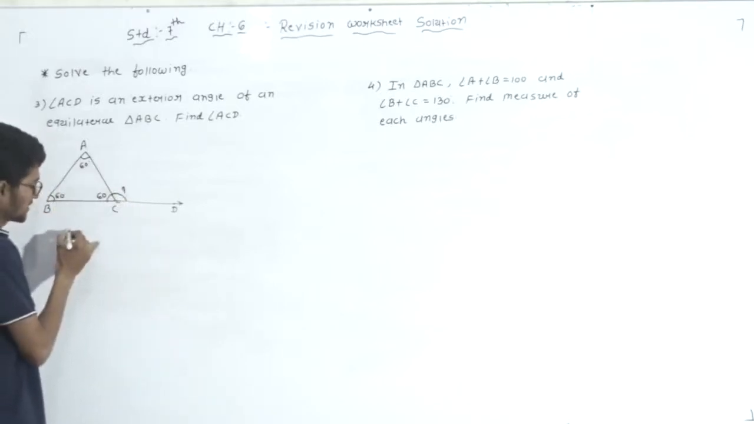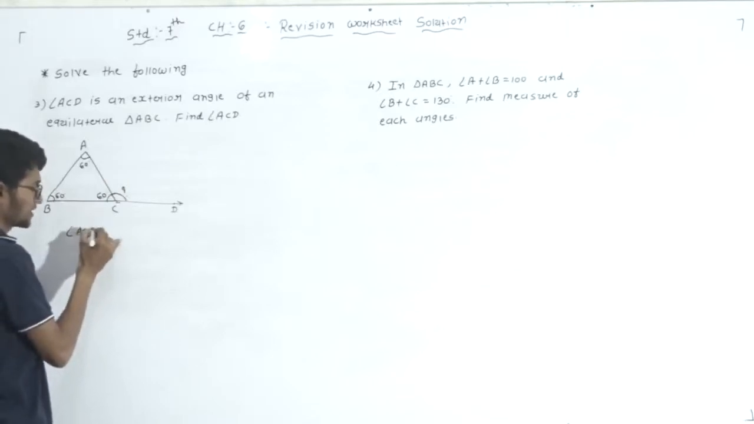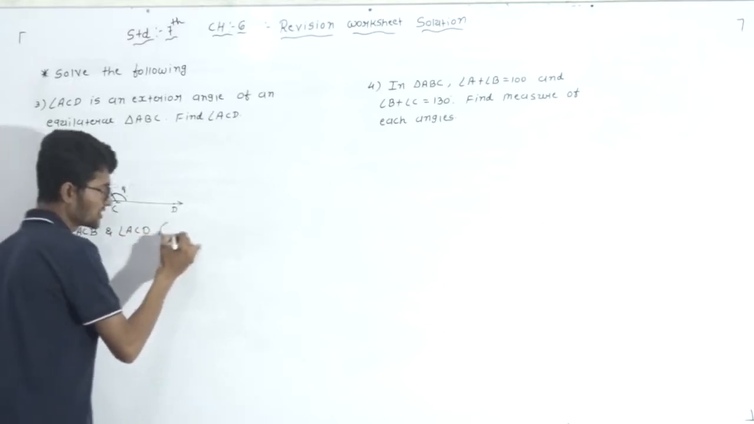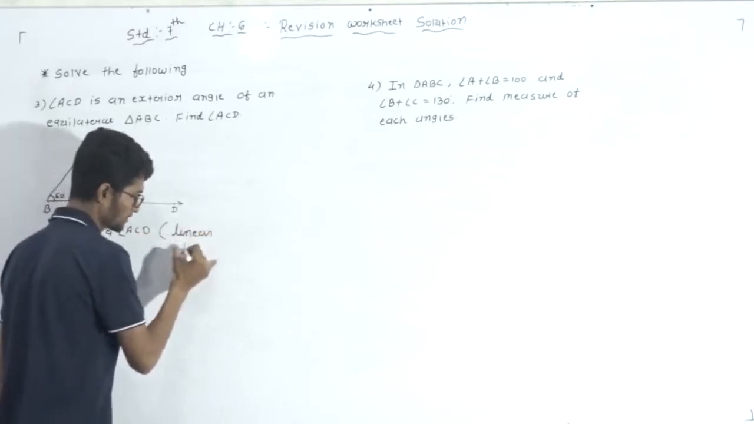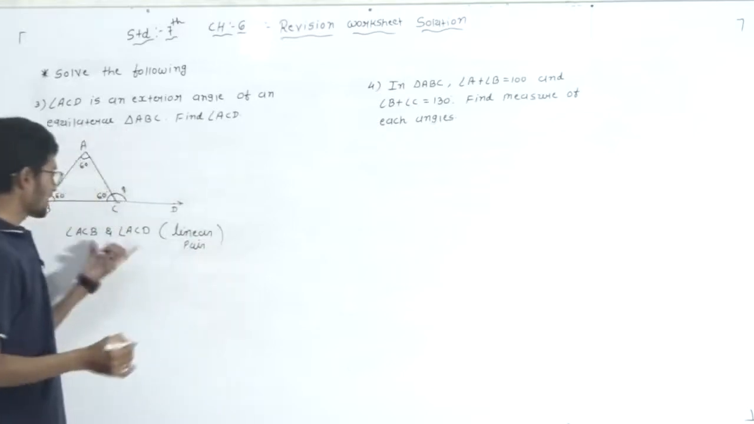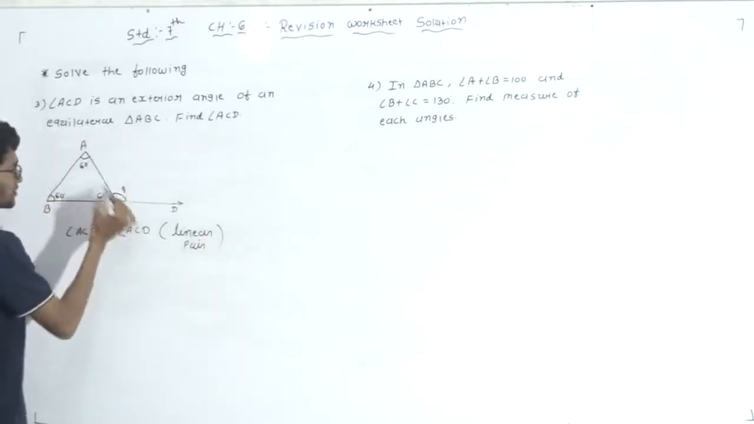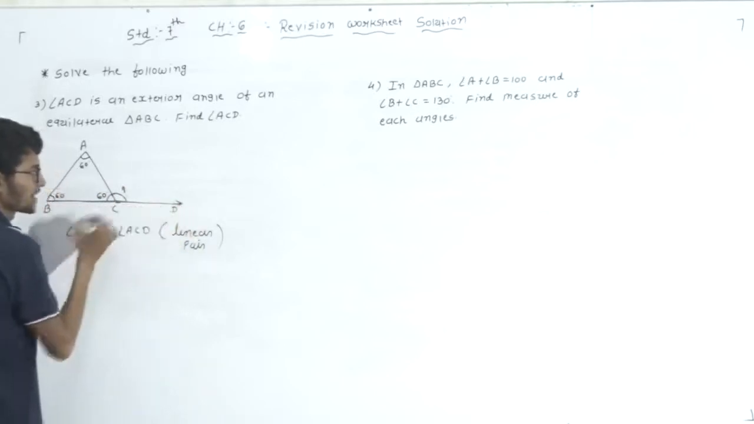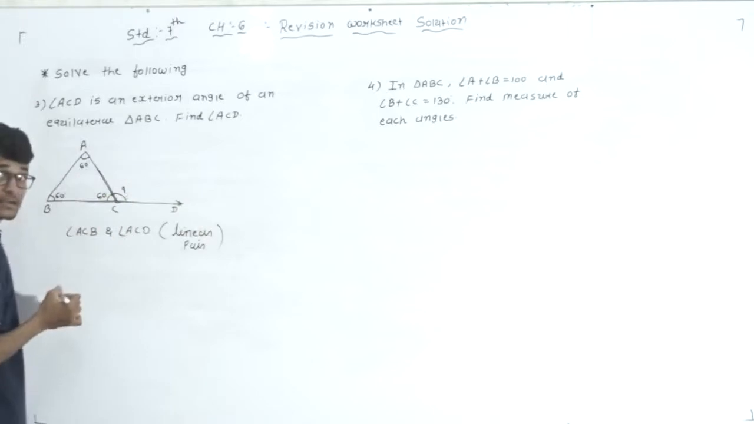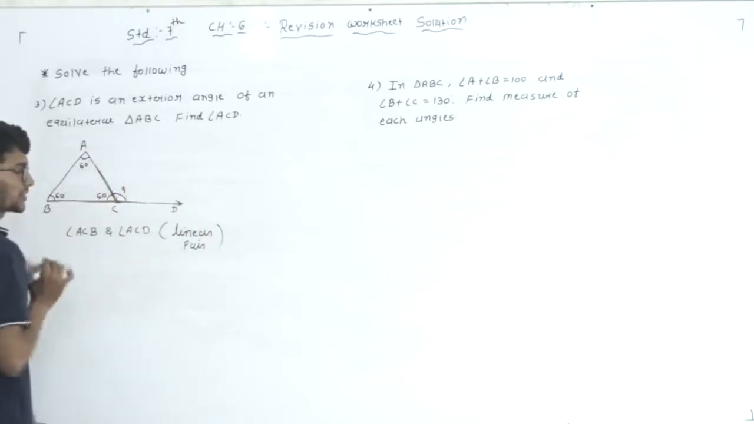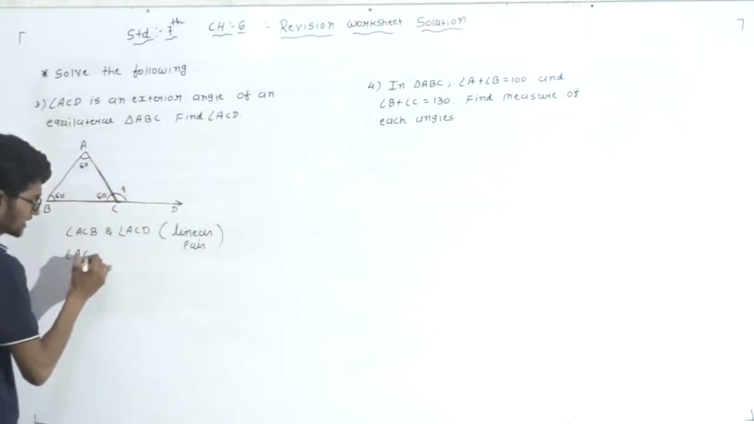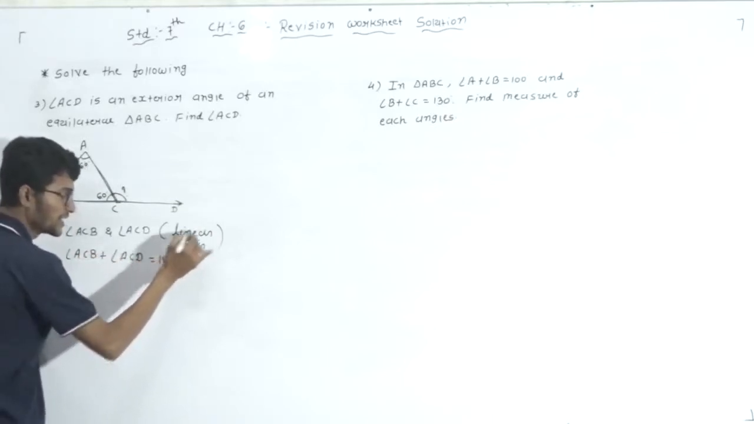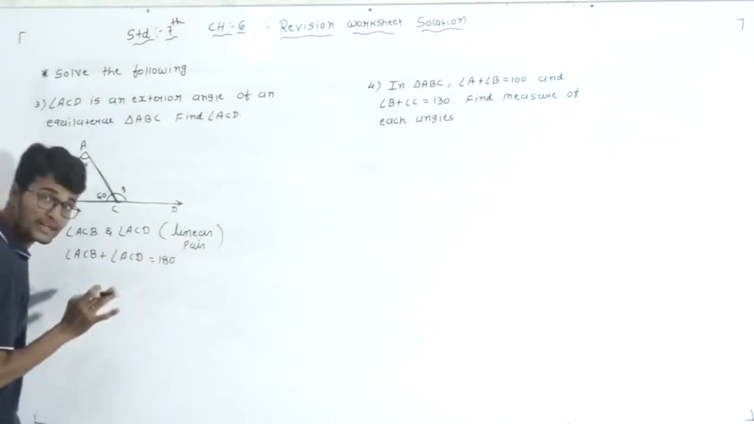So dear students, here angle ACB and angle ACD, these two are a linear pair. See here, this one is a straight line, and this straight line is divided into two parts. It means 180. It means angle ACB plus angle ACD is equal to 180. Linear pair means the addition of two angles is equal to 180.